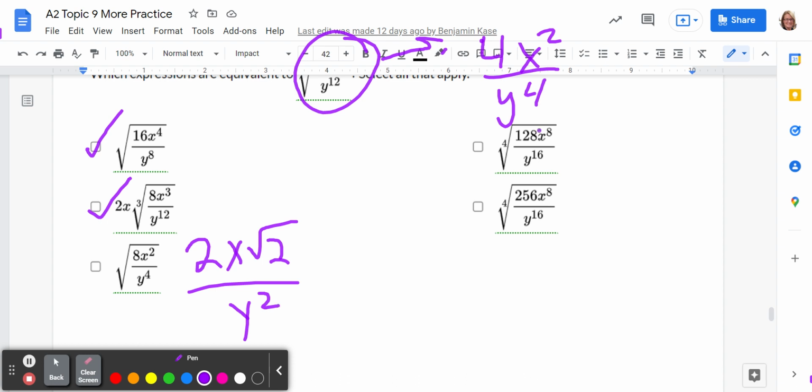Okay, right off the bat, I'm going to start with that 4th root of 128. It's not perfect, so I'm going to say no on that one because I know it has to come out perfectly. Then lastly, when I simplify this one, it also comes out to my 4x squared over y to the 4th.